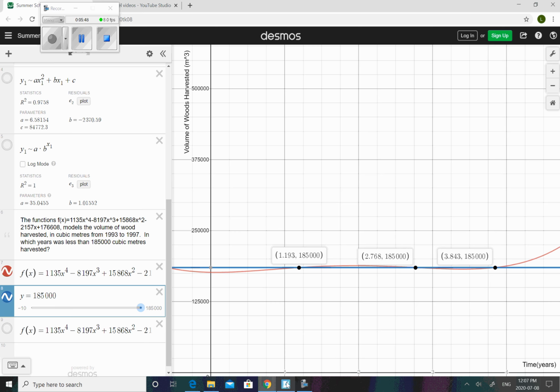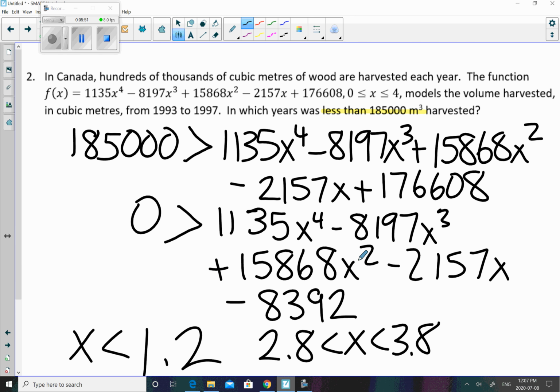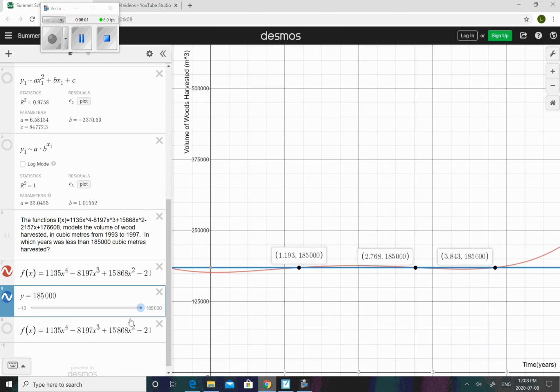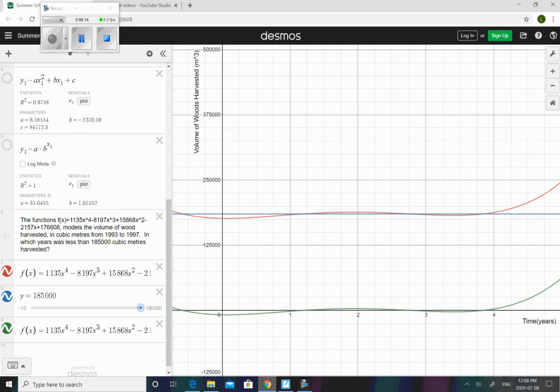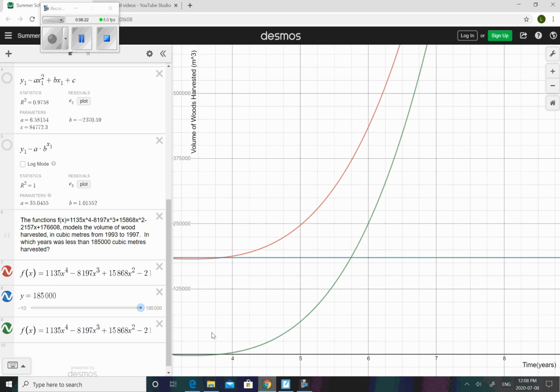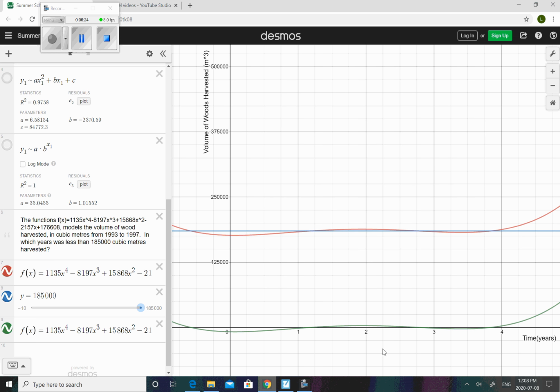Okay, because it's 1.2 years and 2.8 years and 3.8 years, you wouldn't have been able to factor this one. You're just going to use technology to solve this type of problem. The other alternative way to solve it in Desmos would be to, again, subtract that 185,000 from both sides so that it's just 0. And then we're just looking for when this curve, the green curve, which you can tell is exactly the same as the red curve, just shifted down 185,000, is negative. When is it below the x-axis? So that's the alternate way to solve it, to take a look at the green graph.